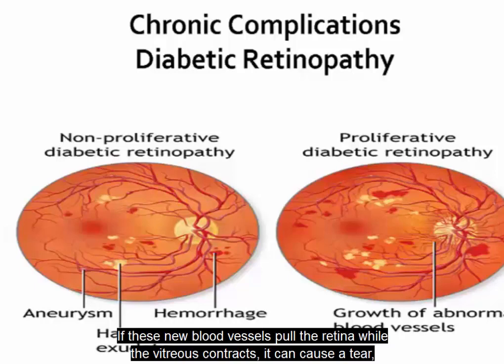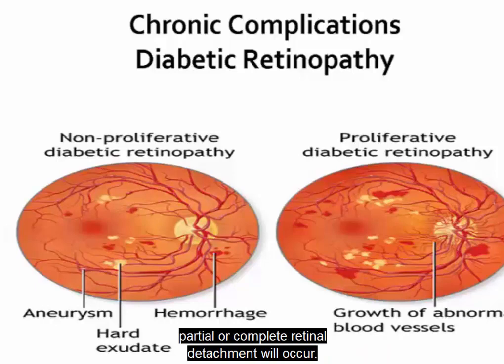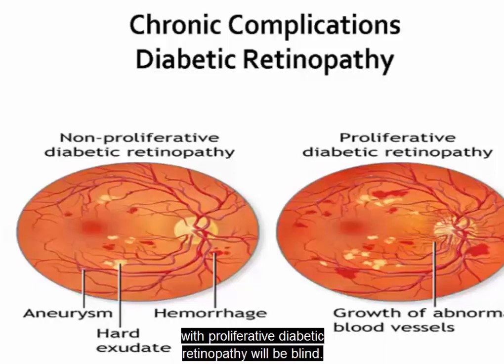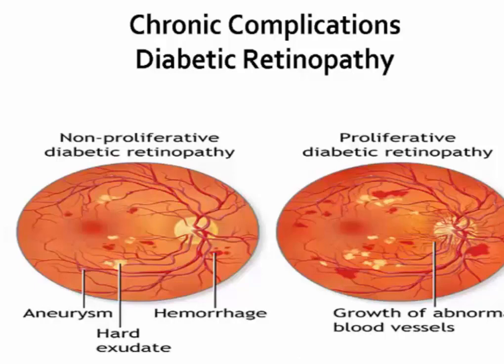If these new blood vessels pull the retina while the vitreous contracts, it can cause a tear. Partial or complete retinal detachment will occur. If the macula is involved, the vision will be lost. Without treatment, more than half of the patients with proliferative diabetic retinopathy will be blind.